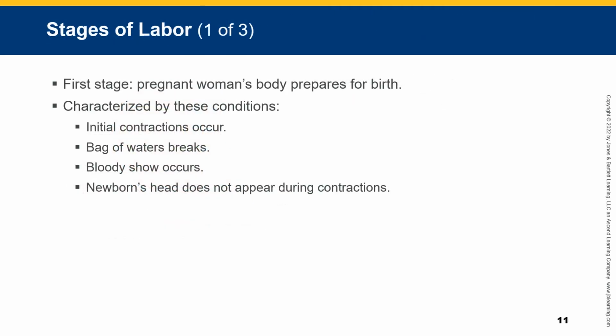When it comes to assessing the birth situation, you need to understand the stages of labor. The first stage of labor is when the pregnant woman's body prepares for birth. This stage is characterized by the following conditions. Initial contractions occur, the bag of waters breaks, and there's a bloody show, which is the mucus plug from the cervix. The newborn's head does not appear during contractions. Check the woman's vagina to determine whether the newborn is crowning. Report your findings to the responding ambulance crew.